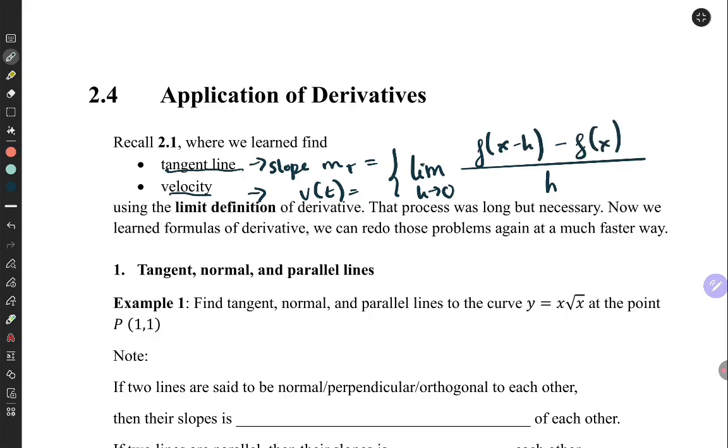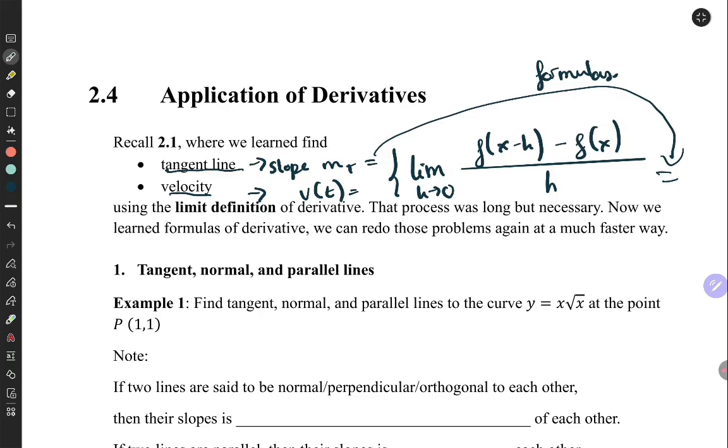Right? Did that. Okay, we're not going to do everything again, but this time we bypass all of this. We use formula. That's one thing we learned after 2.3, we learn a bunch of formula now. So now we don't have to do that limit anymore. We're going to find a slope. It's snap a finger, okay?